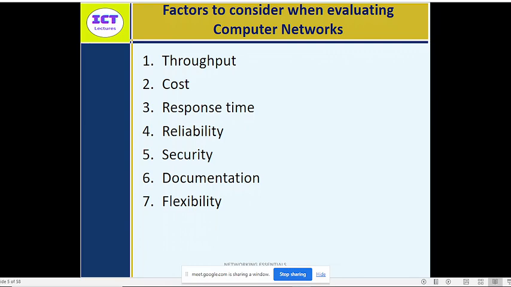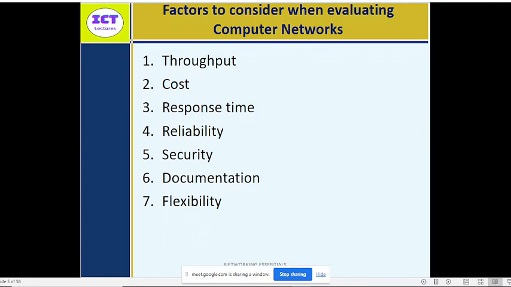Another factor is flexibility. I've not mentioned scalability also. All these are some of the factors that we need to evaluate. Flexibility: we should be able to adjust our network by bringing on board maybe new hardware, new software. If the network is growing bigger, it should be able to accommodate new users, right? So those are some of the factors that we need to put into consideration.